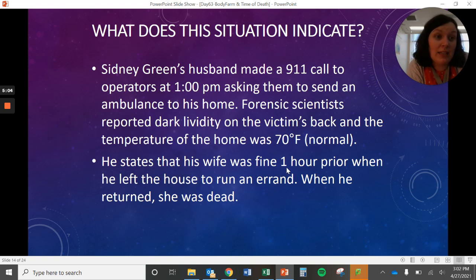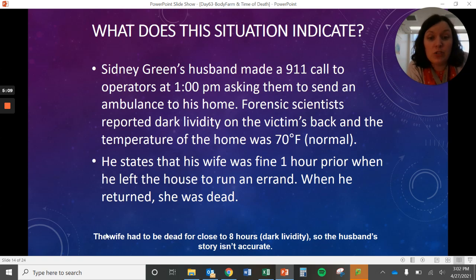So there's no way she was fine an hour ago. That means there's something going on with his story, and we are going to be a little suspicious.